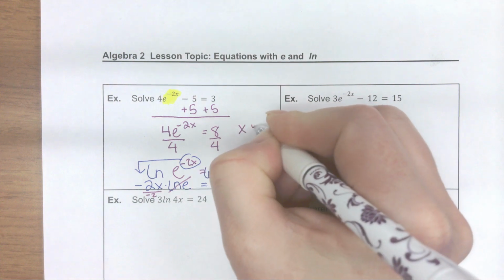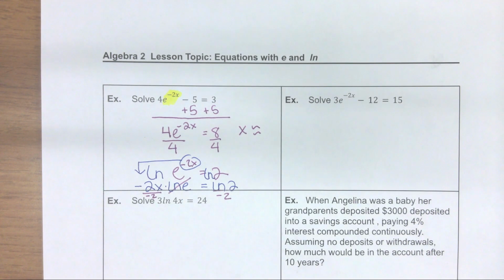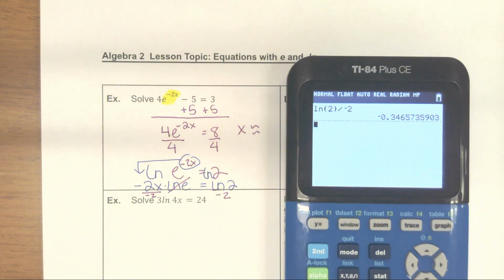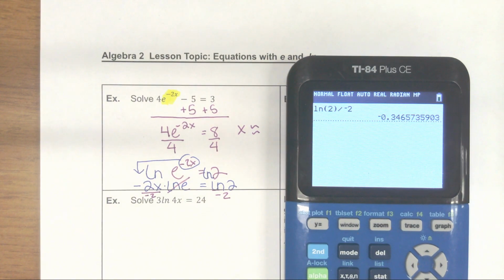All right, so I now take the natural log of 2. This is a division sign. I divide it by negative 2, and I'm going to round. I didn't tell you what to round to, did I? Shoot. Let's do thousandth. So I'll do 3 decimals, negative 0.347.